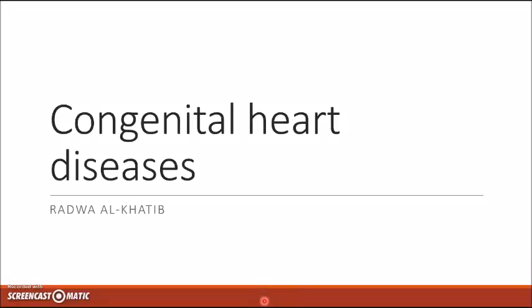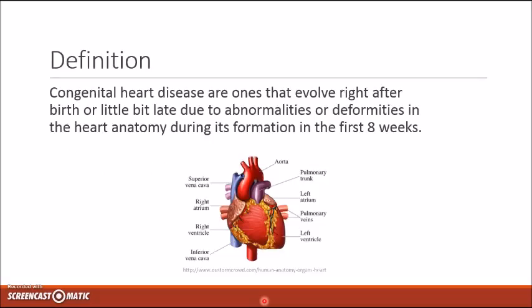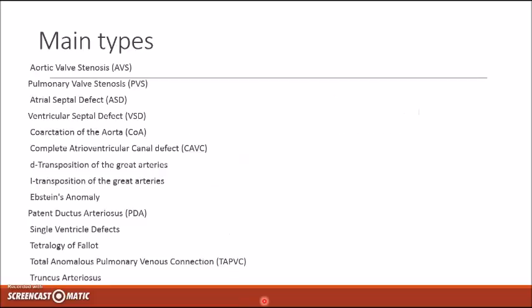Hello everyone, once again with the cardiovascular system, and today we're going to talk about congenital heart diseases. Now, first of all, what are congenital heart diseases? They are abnormalities or deformities in the heart anatomy that evolve or form during the heart formation in the first 8 weeks of pregnancy. The diseases themselves evolve right after birth or a little bit later.